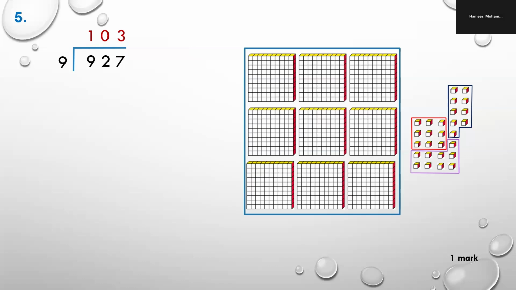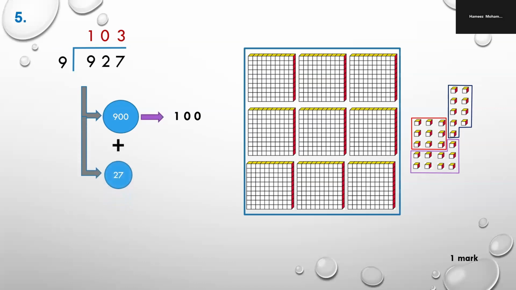Other students would prefer that we could just take the 927, break it up into parts. Right? So we could say 900. Let's look at that first. How many 9s can we get in 900? We can get 100, which is what we did with our big blue square that we put. One group of hundreds. And what is the remainder?